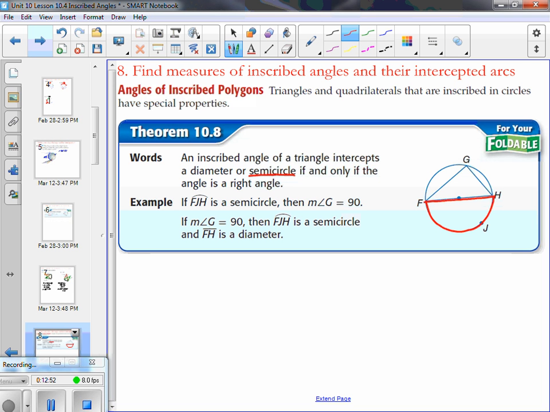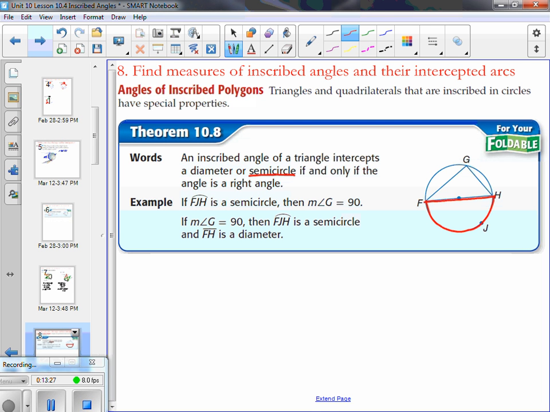But I get the book's point because diameters and semicircles go together, don't they? So when they say intercepting a diameter, it's the same thing as intercepting a semicircle. It's just that semicircles always have diameters that go with them. Diameters always have semicircles that go with them. So an inscribed angle intercepts a diameter or a semicircle if and only if the angle is a right angle.